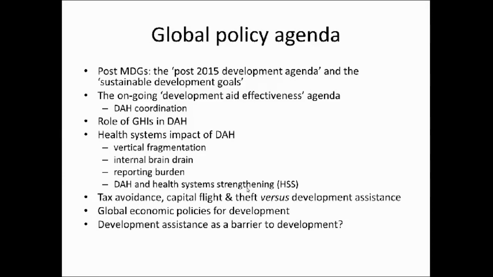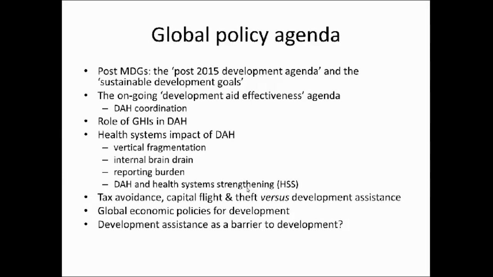Okay, so in summary, some of the major items on the global policy agenda with respect to development assistance. First of all, the post-MDGs, and we need to have an opinion about those. Secondly, the ongoing development aid effectiveness agenda and the coordination of development assistance for health. Thirdly, the role of global health initiatives in development assistance. Given the health system's impact of these vertical disease-focused programs, vertical fragmentation, internal brain drain, a reporting burden, to what extent can we expect development assistance to drive health systems strengthening? Fifthly, tax avoidance, capital flight and theft versus development assistance.